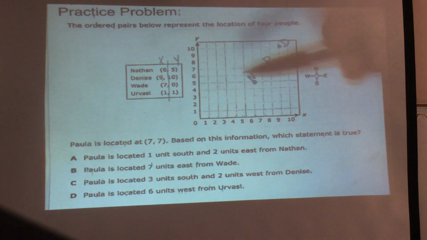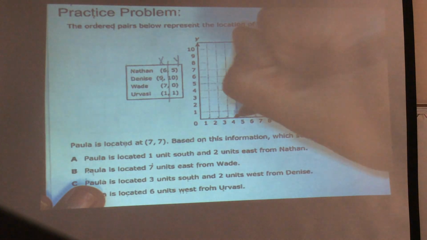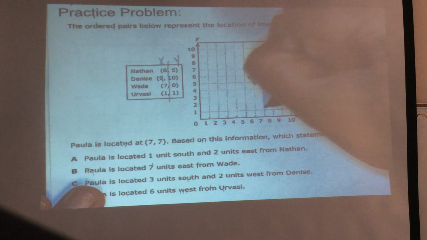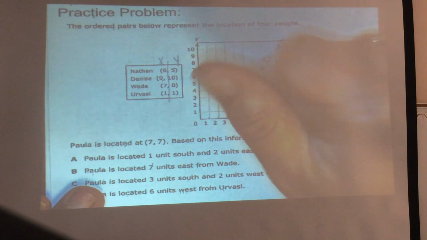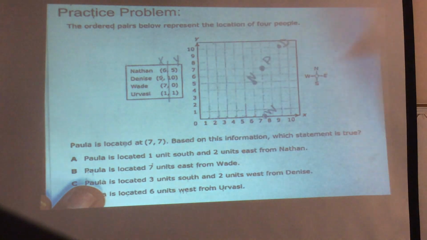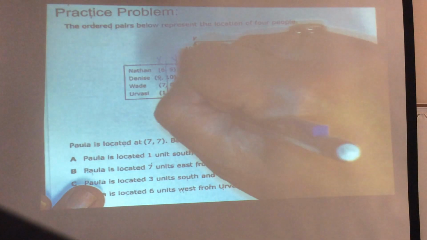Wade, 7, 0. 7 is my x. 1, 2, 3, 4, 5, 6, 7. My y is 0, so I am not leaving my x-axis. And then I have u, 1, 1. Over 1, up 1.